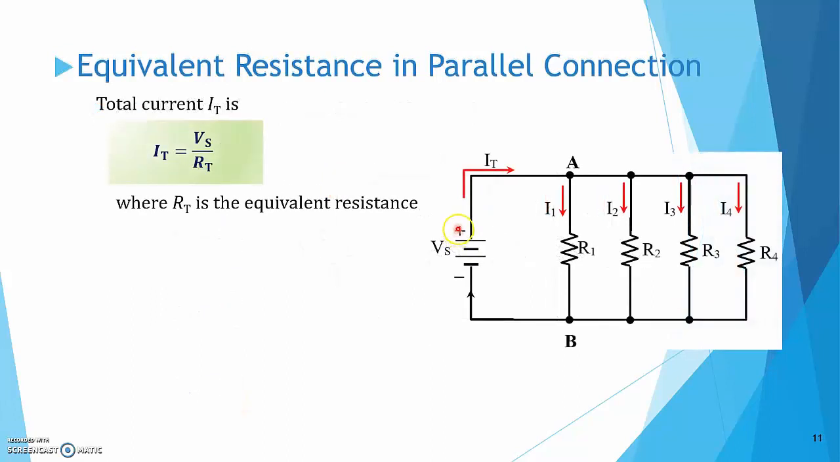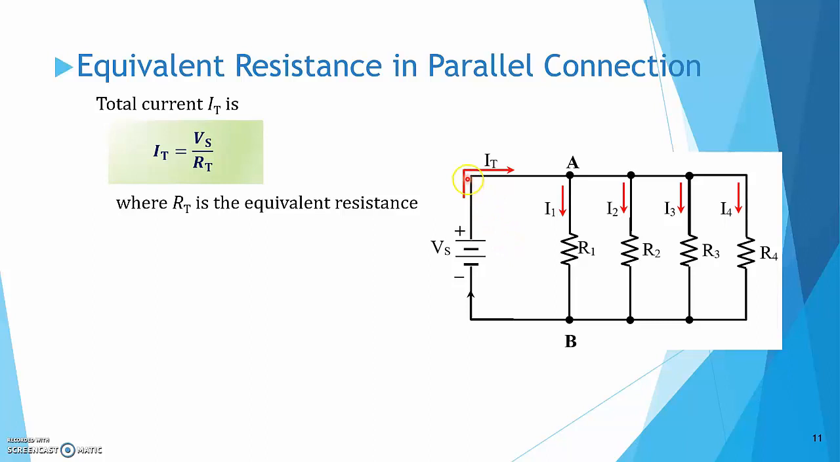IT is the total current that flows out from the voltage supply. RT is the equivalent or total resistance of these parallel resistors. Applying Ohm's law to RT, we can find the total current IT is equal to Vs over RT, where Vs is the voltage of this voltage supply.